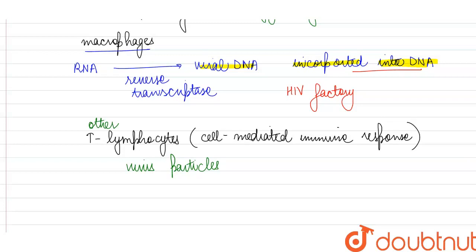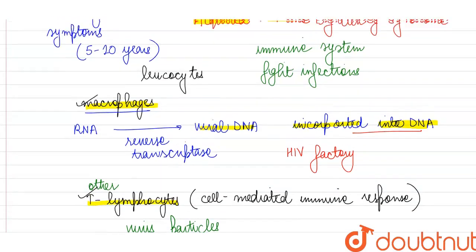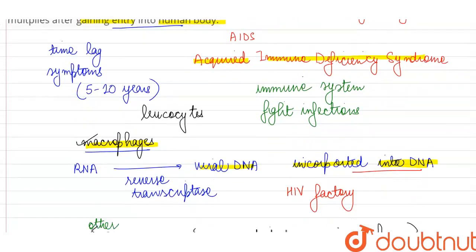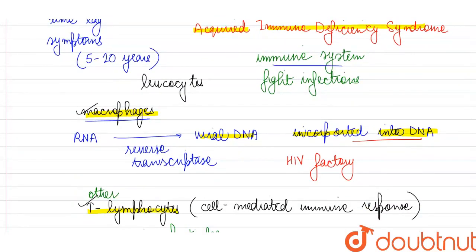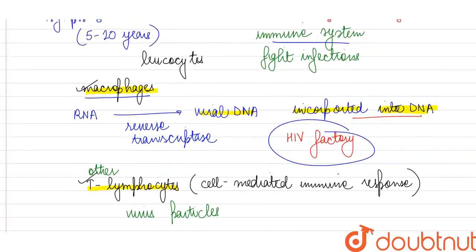Now over time, after all of these T lymphocytes and macrophages have been attacked, have been hijacked by the virus, we see that the immune response of the person becomes very weak, because macrophages and T lymphocytes play a very important role in the immune system, and they have now been attacked by this virus. So they are not able to carry out their functions in the immune system, and they only become an HIV factory. They start producing more and more viral particles, virus progeny.